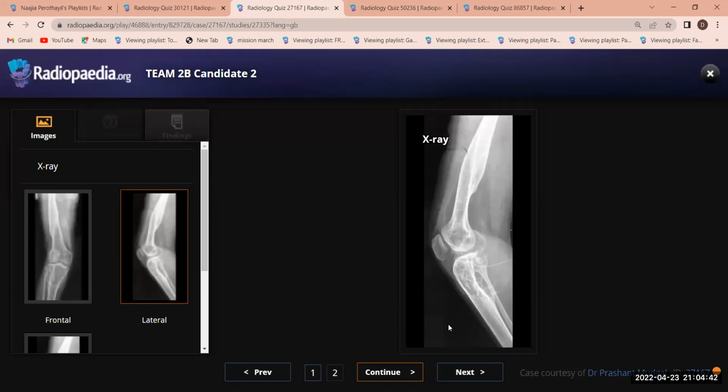And this lesion is fairly well defined with narrow zone of transition with some internal, probably internal septi, but no definite calcification, calcified matrix. So my differential for these appearances would be aneurysmal bone cyst, or it can be giant cell tumor, since it is reaching up to the subcortical region.